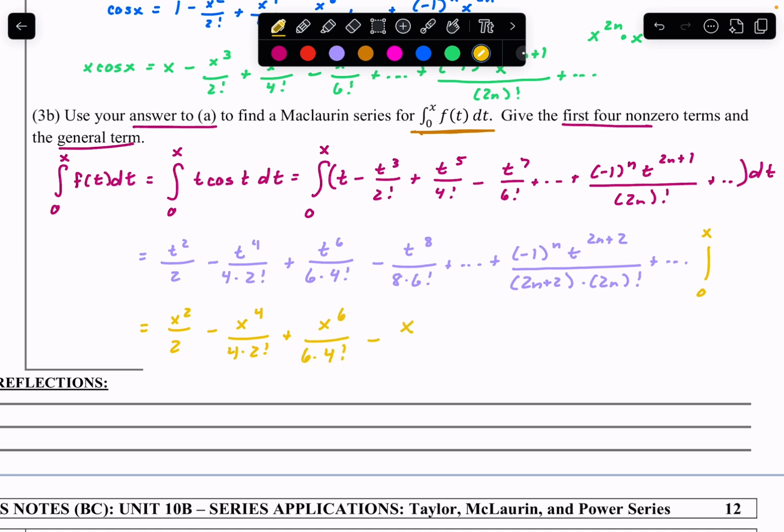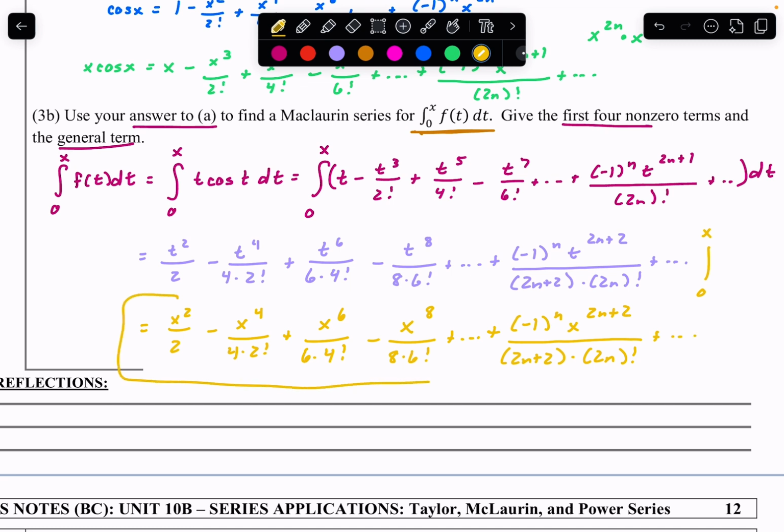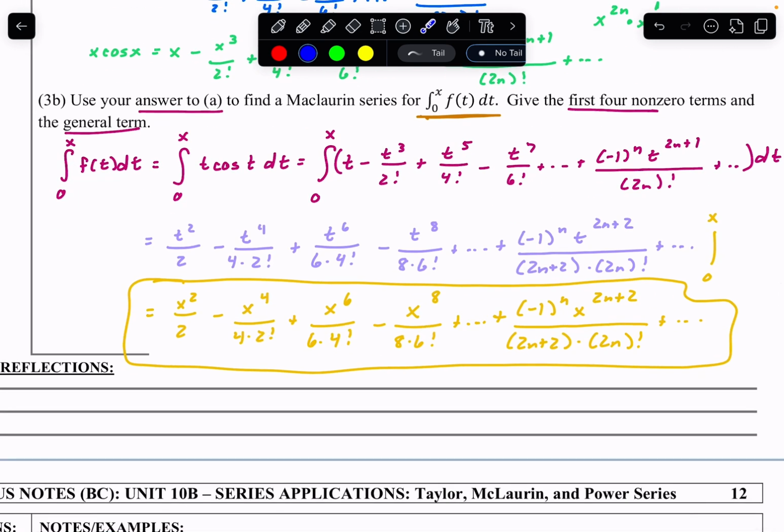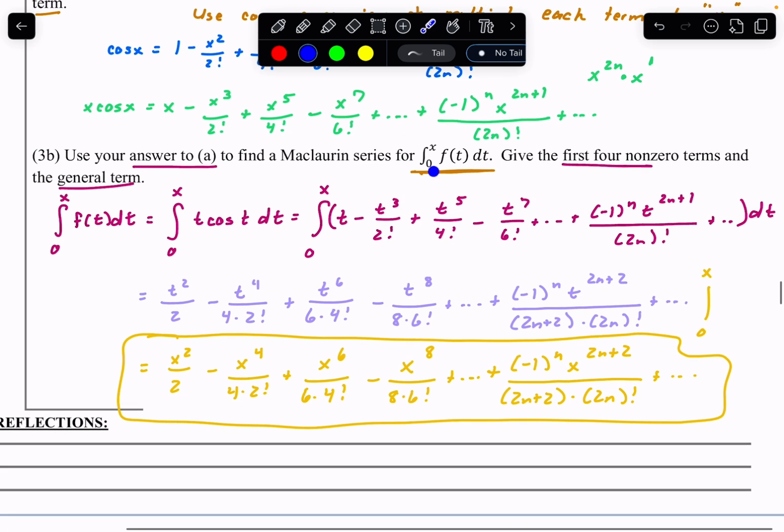And I just want to re-emphasize as I'm writing this that while this does seem redundant, like, oh my gosh, I got to write all this again with just an x in it, it's way better than having to build this using IBP. So if you're going to make me write one extra step with x's in it, I'll take that. That's way better than having to use integration by parts to try to figure out what this integral is with the Maclaurin series. Okay, so this is my first 4 terms and my general term of the integral of f of t from 0 to x.